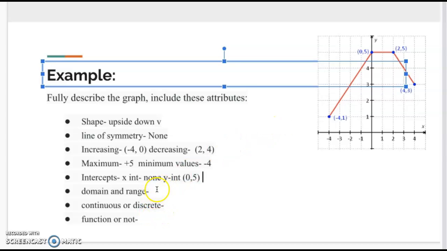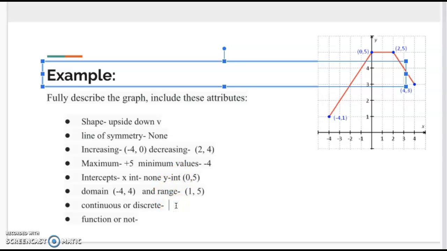Almost done. Domain and range. Domain again is x. So x goes from -4 over to +4, so your domain is from -4 to +4. Your range is your y values, so highest and lowest. Lowest it can go is 1, highest it can go is 5. So 1 to 5.